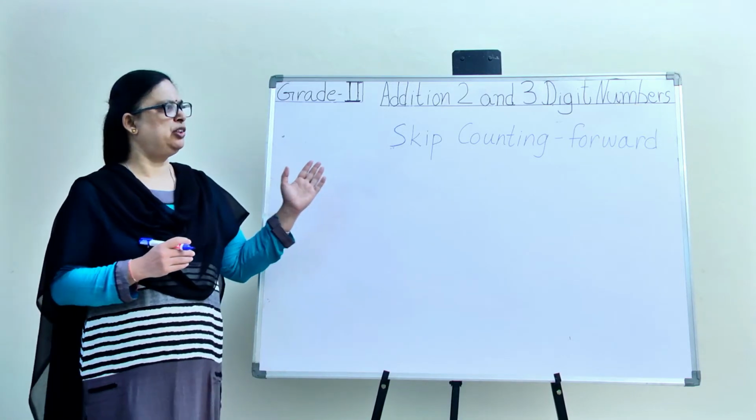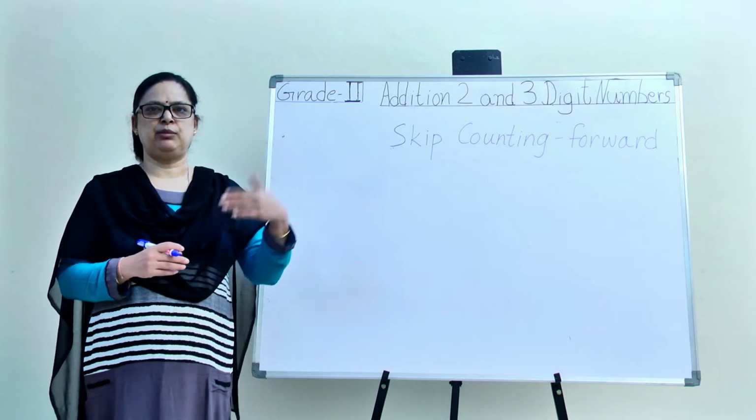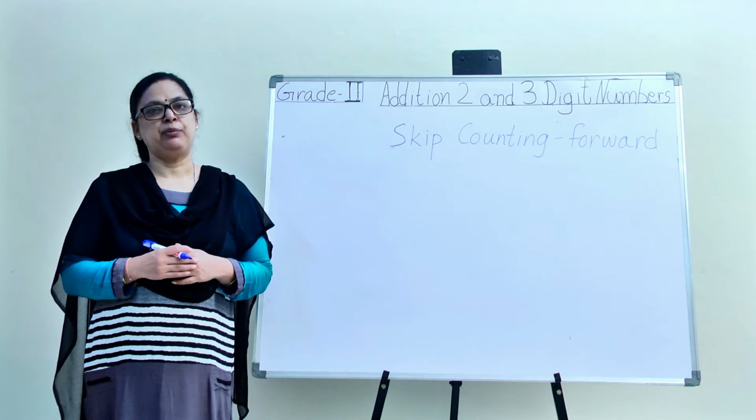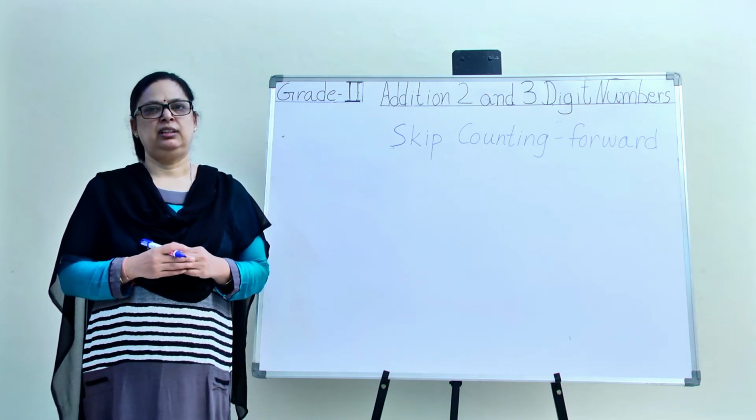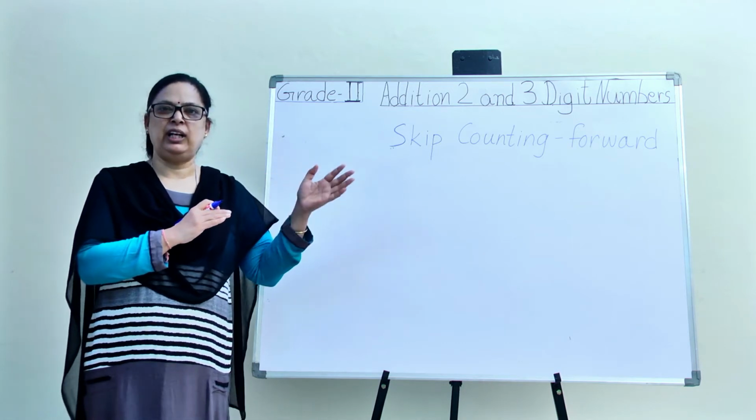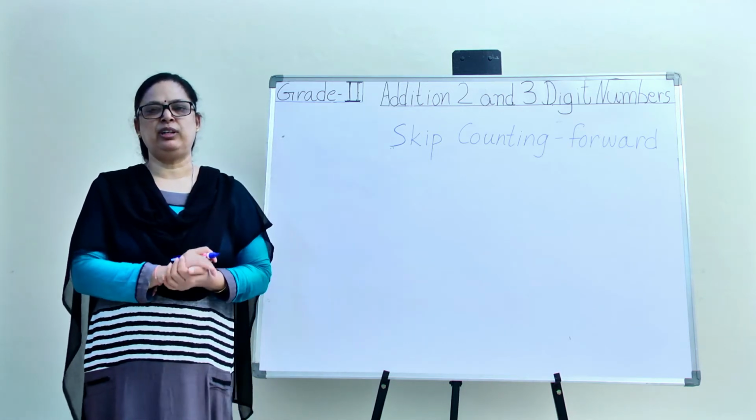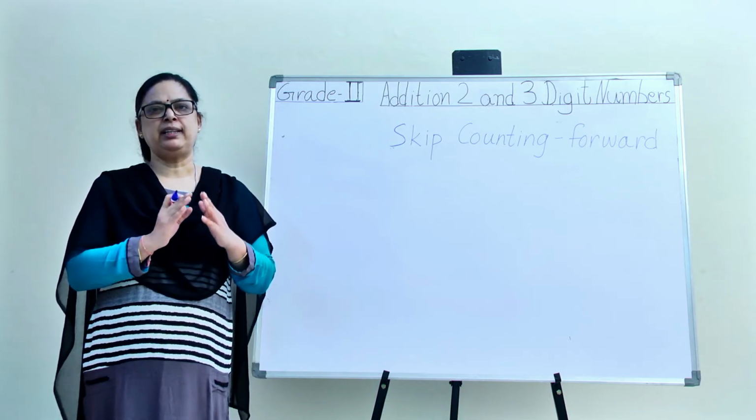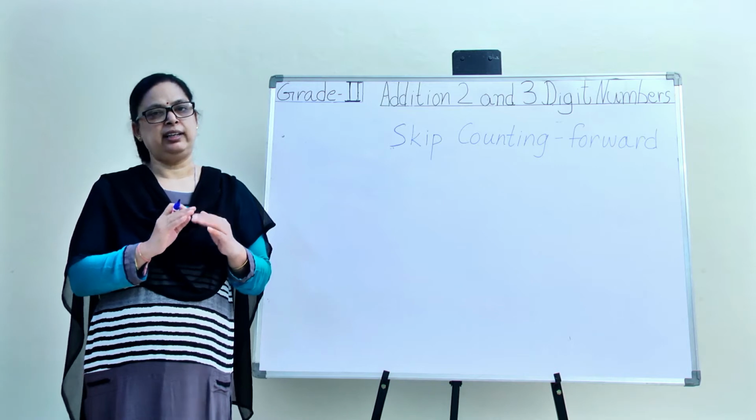Now we are going to learn about skip counting, that is, forward skip counting numbers. We have already learned skip counting by twos: 2, 4, 6, 8, 10, 12. You keep on writing, you get more numbers. In the same way, we are going to do counting by threes, fives and tens.